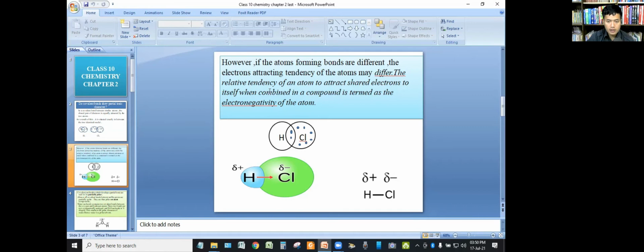The relative tendency of an atom to attract shared electrons to itself when combined in a compound is termed as the electronegativity of the atom. So since this chlorine has more electrons, it will attract the hydrogen more towards it. So this chlorine will become slightly negative.